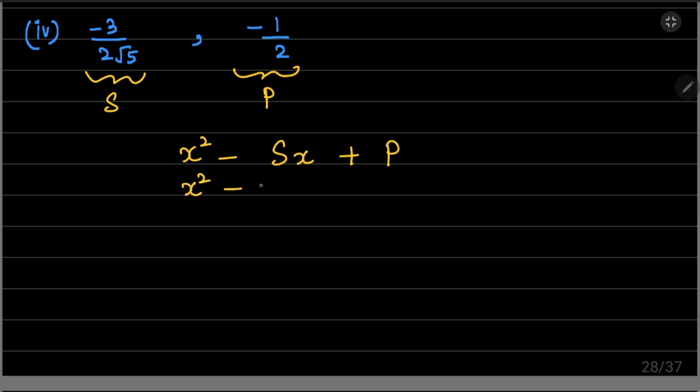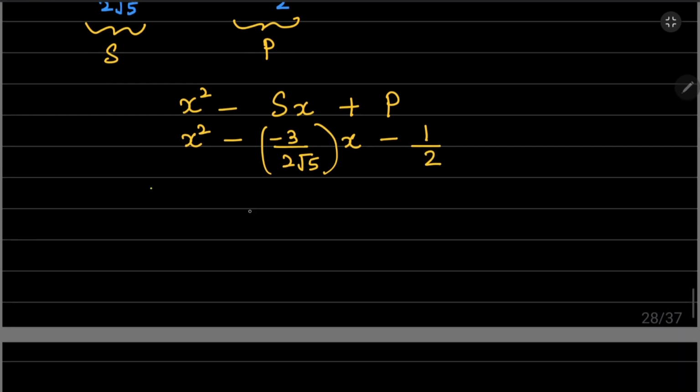Let's substitute what is S. Minus 3 by 2 root 5 into x plus p. So plus into minus is minus 1 by 2. So what is the LCM? You can take 2 root 5 as the LCM. So 2 root 5 x square minus into minus is plus 3x minus you'll have a root 5.